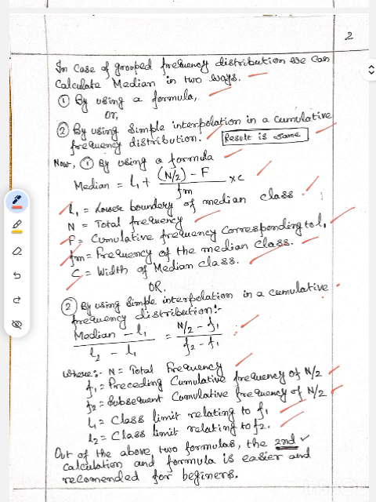Okay, out of the above two formulas, the second calculation is easier and recommended for beginners. So we have to do some problems, and all problems will be done by the second procedure, because the second calculation is easier than the first one. So we will calculate the median in the second way, that is through cumulative frequency distribution.